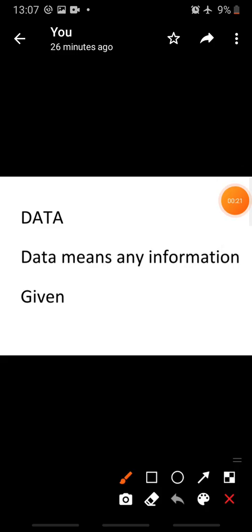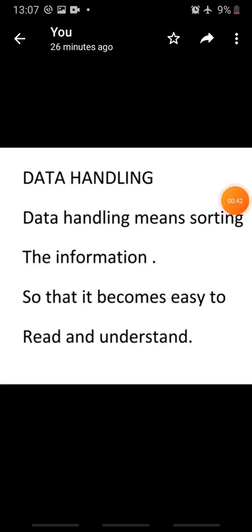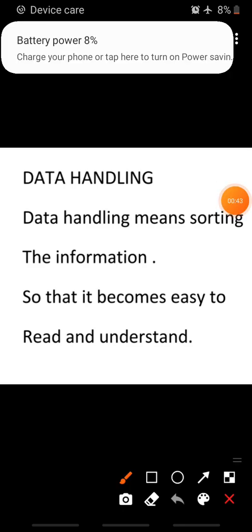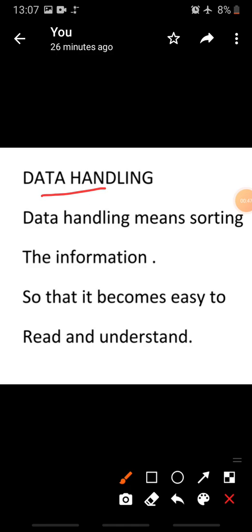Okay children, here data. Data means any information given to us. Once again I repeat, data means any information given to us. Then data handling. Data handling means sorting the information. We can sort the information so that it becomes easy to read and understand.